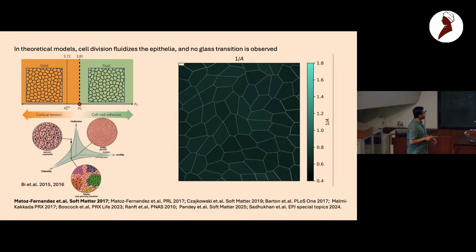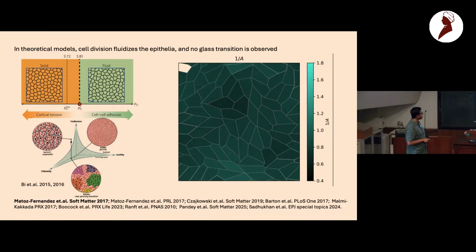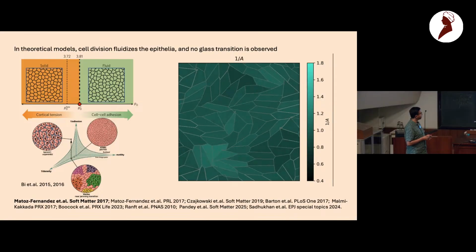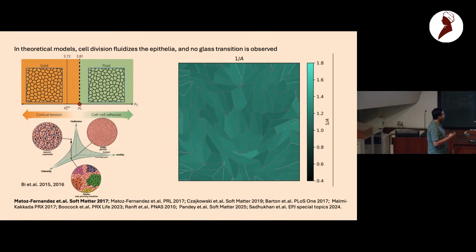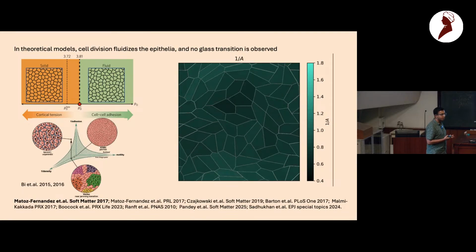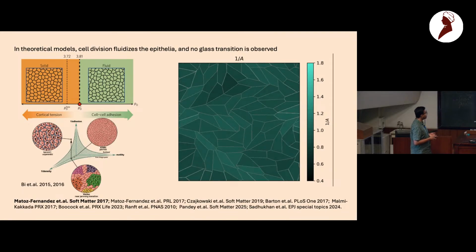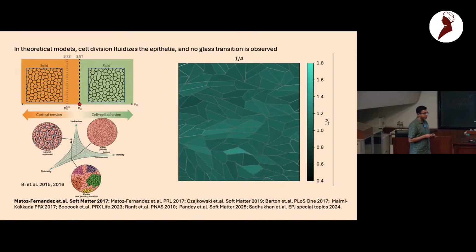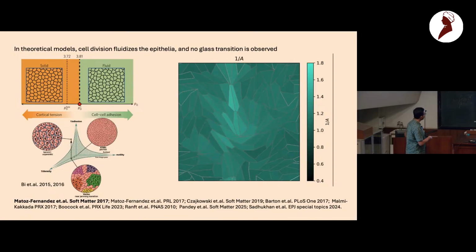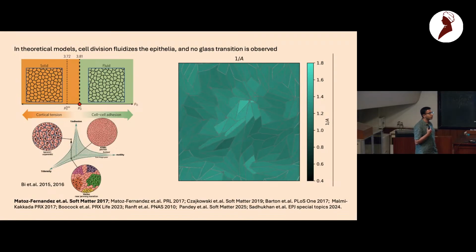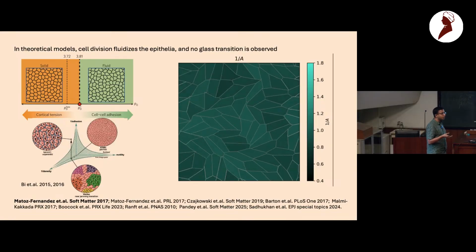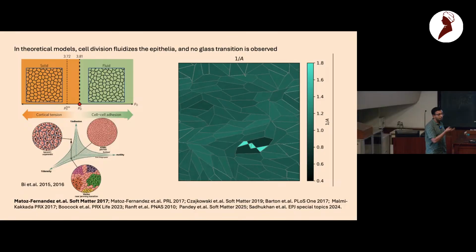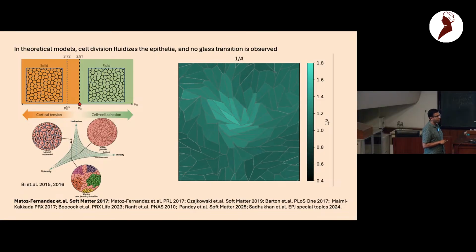So the moment you add cell division to this system, what you find is that as the cell density increases, the system immediately fluidizes, okay? And people have tried to model the epithelial tissues using various different models, and they have always reported that cell division always leads to fluidization. And this has led these people to claim that there is really no glass transition happening in real tissues, and this is just an artifact of the experimental system in which it was observed.